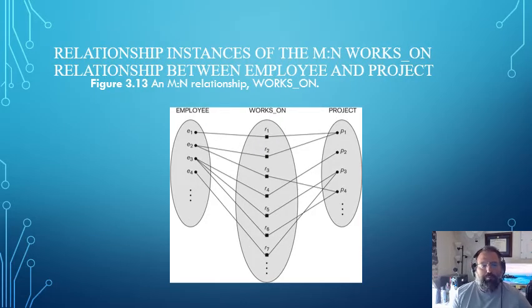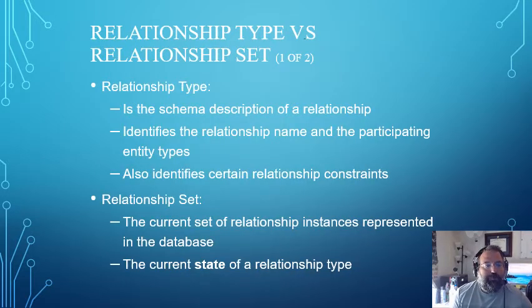Figure 13.13 is a many-to-many relationship, so an M-to-N relationship for works on. An employee works on many projects. Projects have many employees working on them, being worked on by employees, so it's basically a many-to-many relationship.